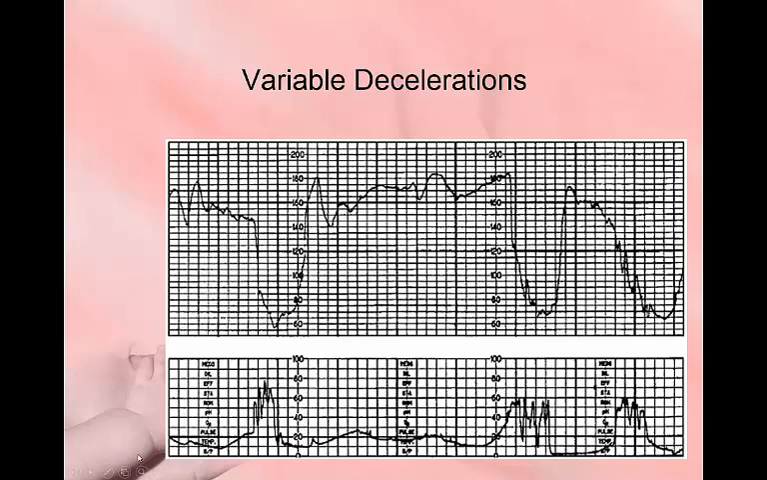Nursing interventions, once again, change mom's position. That's the first thing you want to try to do. You can give her some oxygen, give her a fluid bolus. Certainly if she's got oxytocin running, turn it off.